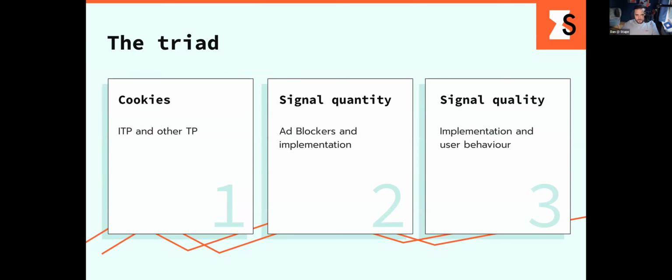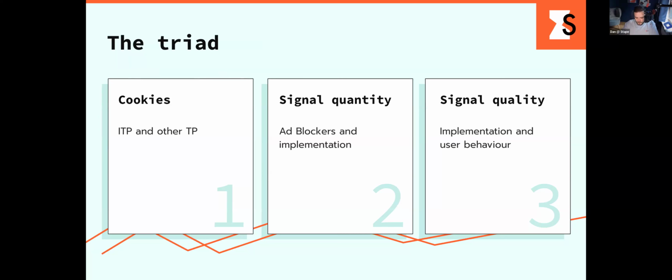Right. So switching to the subject real quick, I'm going to go through some slides before we go to the live demo. This is the triad, I called it, of things that influence your attribution, which is the whole subject matter of this webinar.